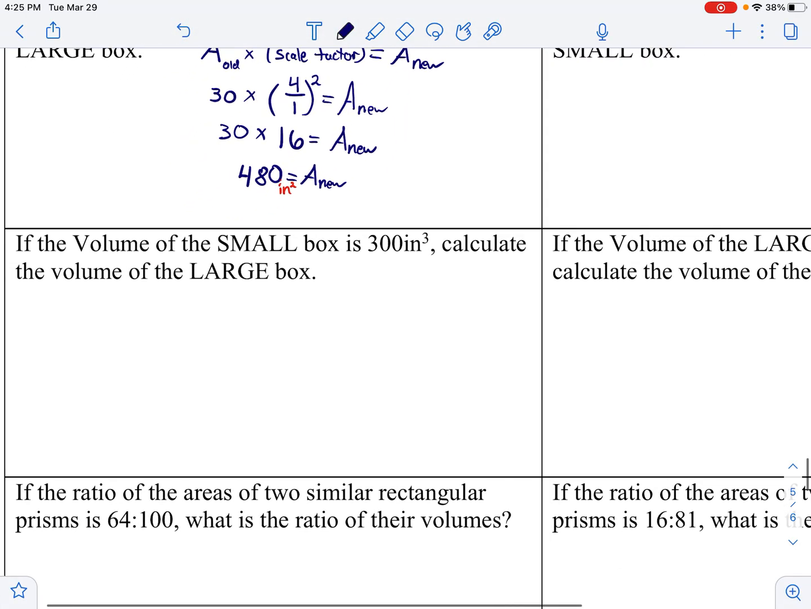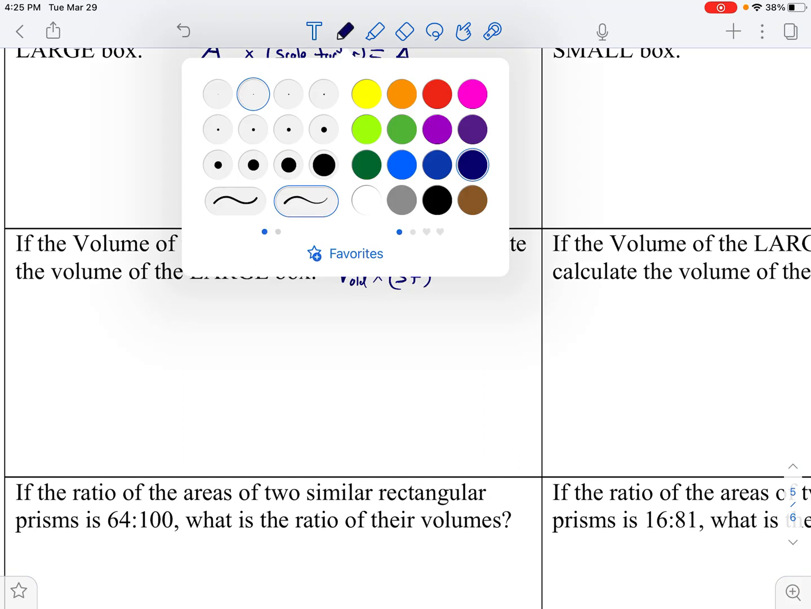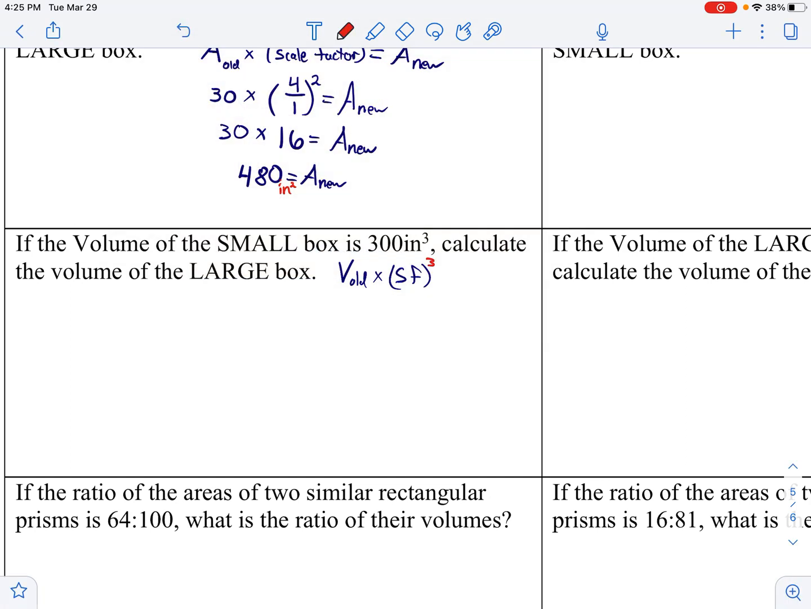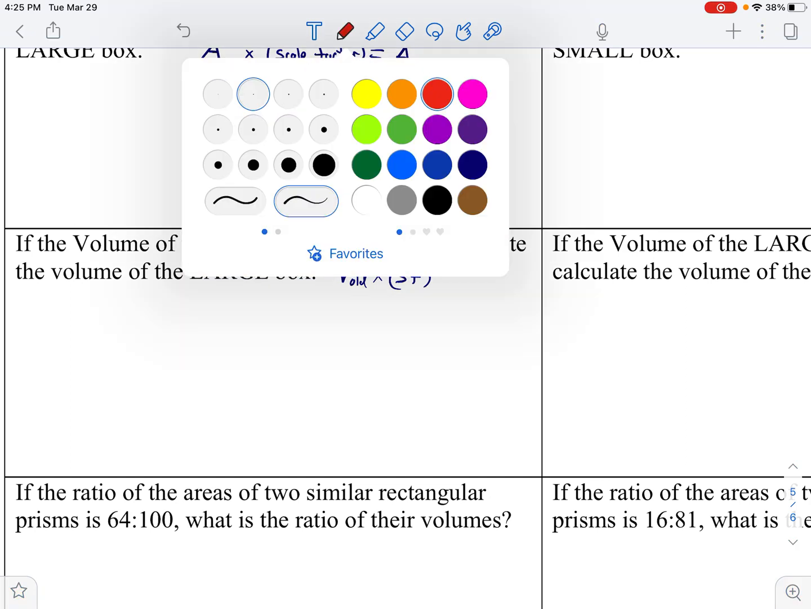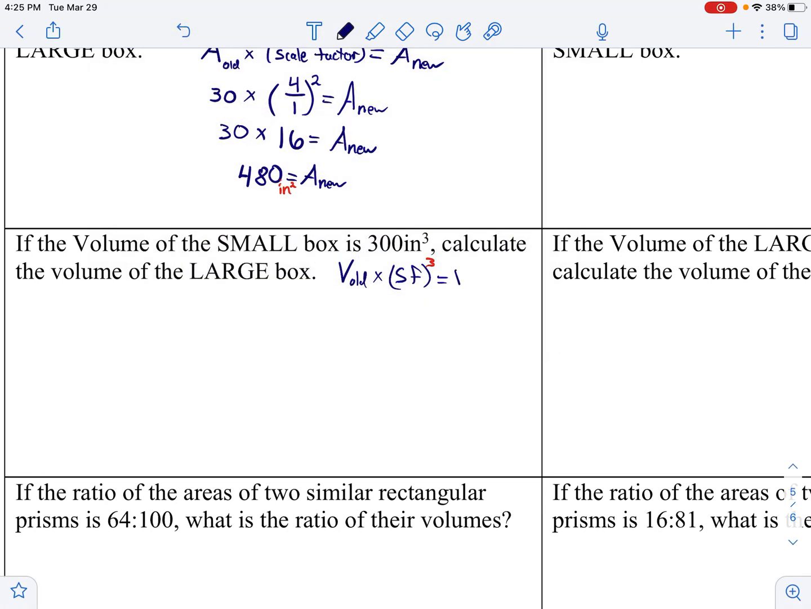So my volume formula here is going to be volume old. You know what? I'm going to do the same thing I did before. Volume old times my scale factor, and again, I want to remember that it's cubed. That is absolutely key. Can't forget that part. So let's look at the problem here. If the volume of the small box is 300, calculate the volume of the large box.